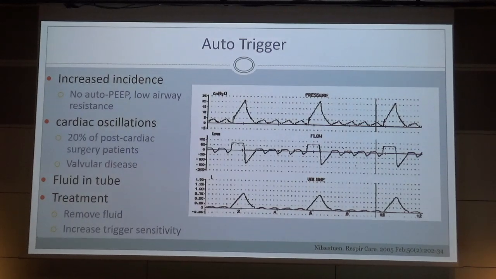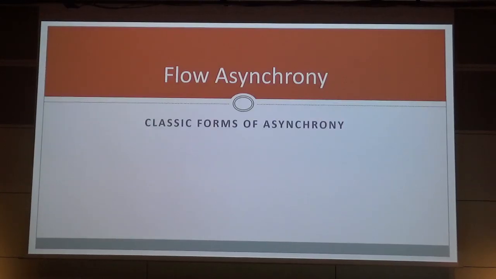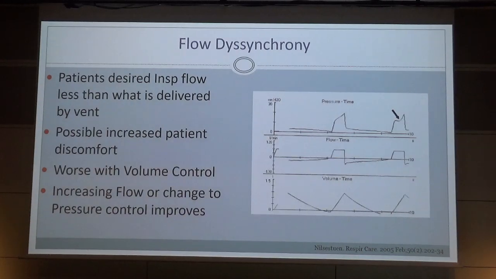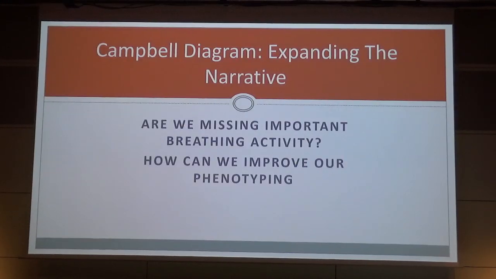And auto-triggering, I kind of put in a different category. This really is due not to the patient's underlying breathing activity. This is due to water in the tubing or cardiac oscillations that are causing additional triggering. Flow dyssynchrony, on the other hand, is when the patient's desired inspiratory flow rate is greater than what is delivered by the ventilator, and this can possibly increase patient discomfort. It's worsened oftentimes with volume control. By increasing flow rates or putting on pressure control, this may improve it to a degree, but not completely get rid of it. But we had the question: are we missing important breathing activities that go beyond this?